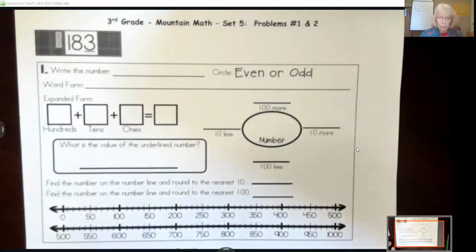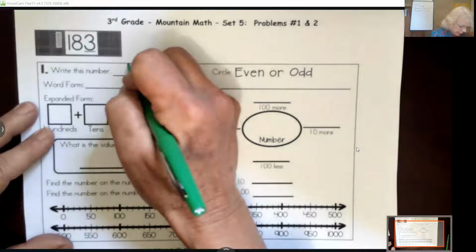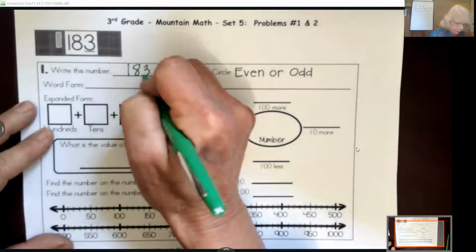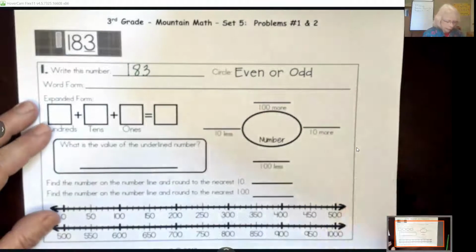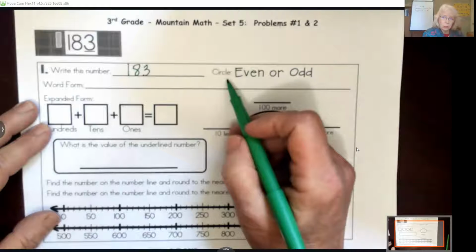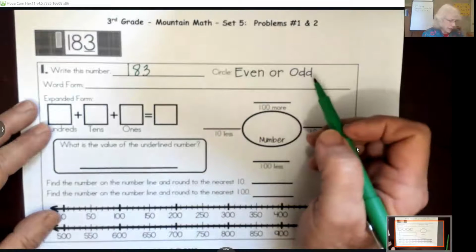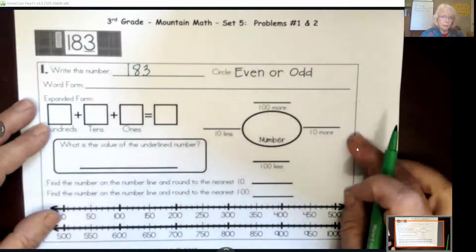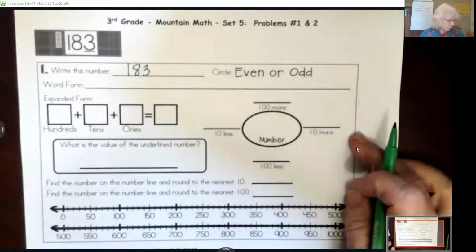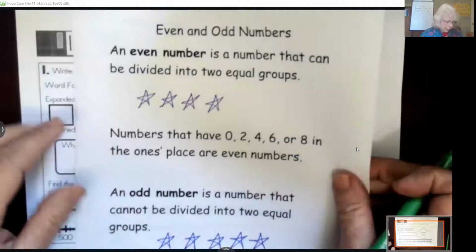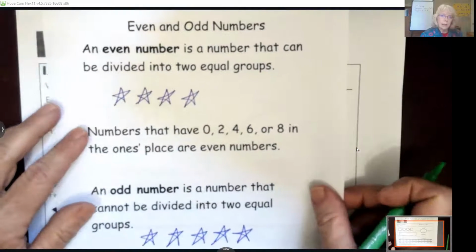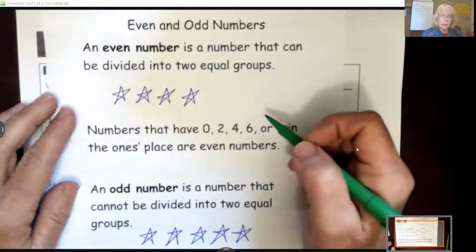Our number is 183. I'm going to write the number there. The next thing it asks me to do is circle, is it even or odd? So I'm going to do a very quick review on even or odd on this first Mountain Math video. And here we're going to look at what is an even number?